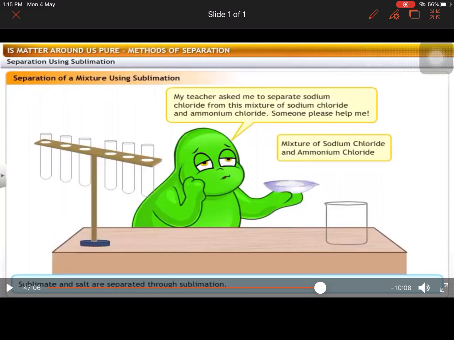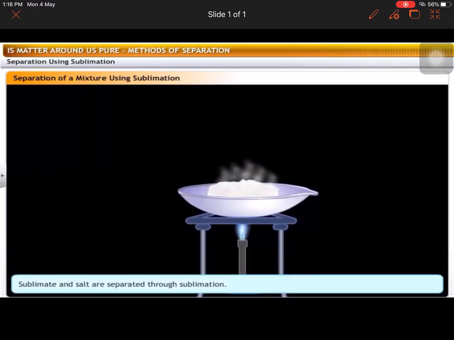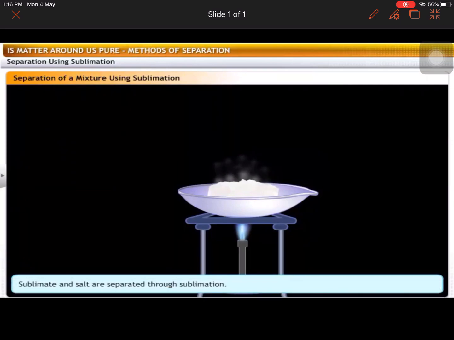First of all, we go through the animation and then discuss. Ammonium chloride changes directly from the solid to the gaseous state on heating. So you can see ammonium chloride can be separated just by heating. This is known as sublimation.